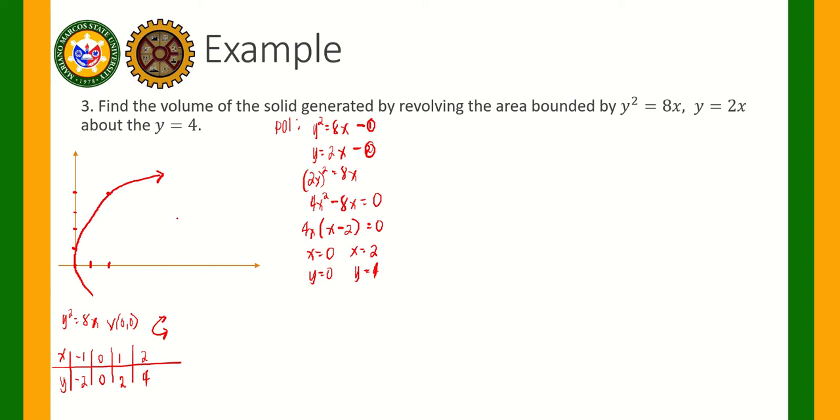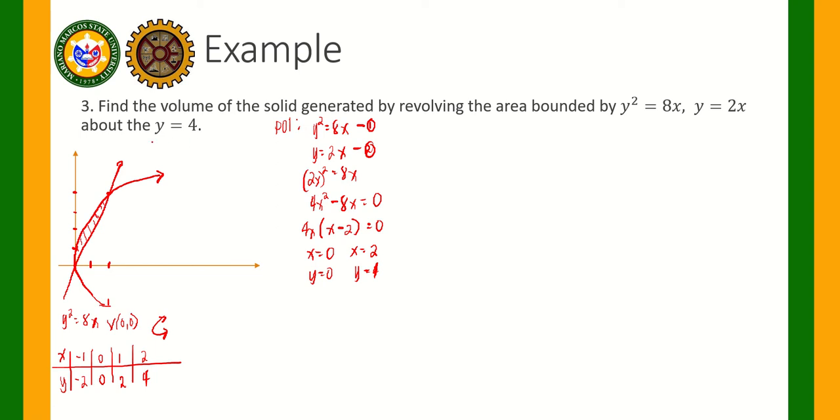Okay, so this is our parabola. And our other graph is this one. Let's just assume it is a straight line. So this is the area bounded by these functions.